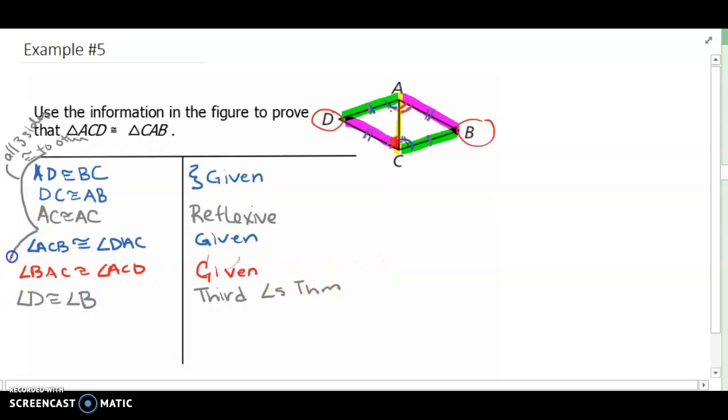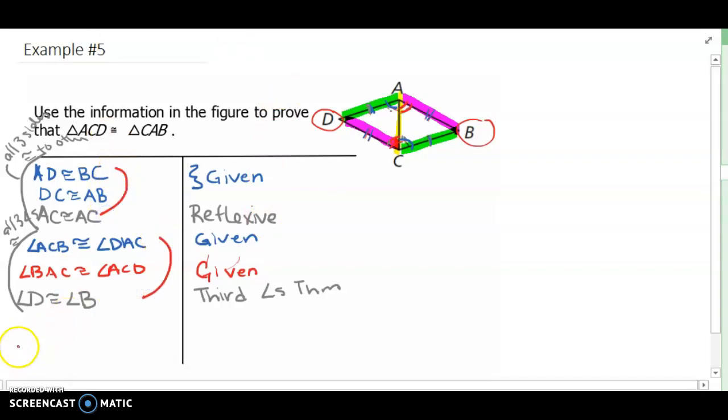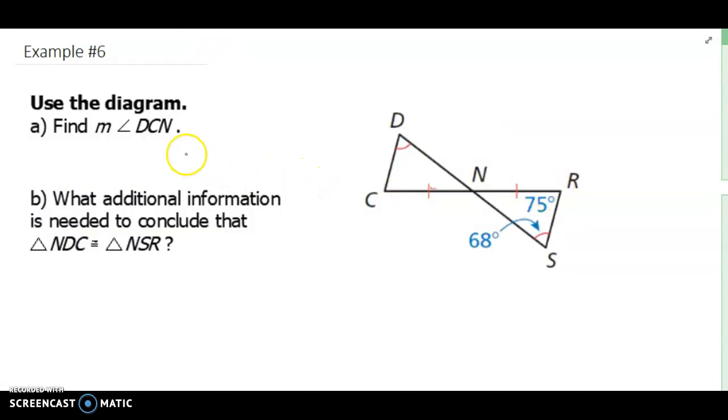And now, using these three, I know all three angles are congruent to the others. Okay? And now, because I've shown that all three sides are congruent and all three angles are congruent, I can say that triangle ACD is congruent to triangle CAB just by the definition of congruent triangles. All right, let's look at example 6 now, guys.